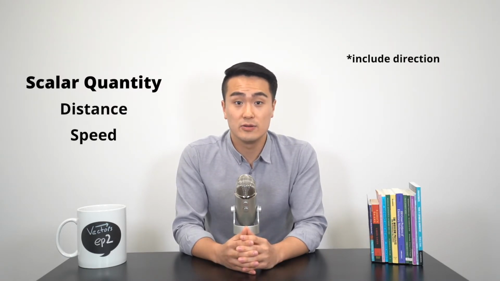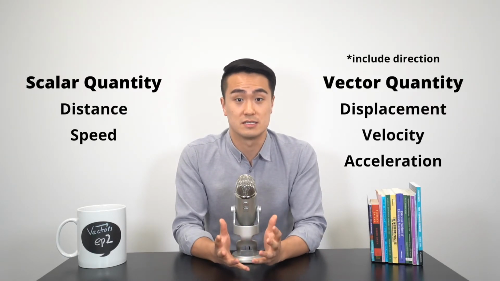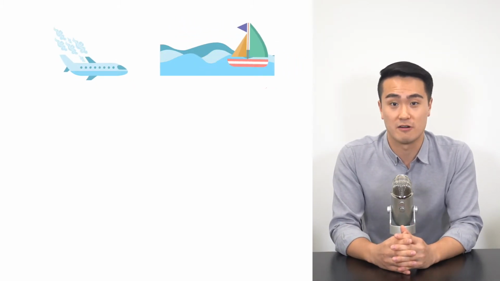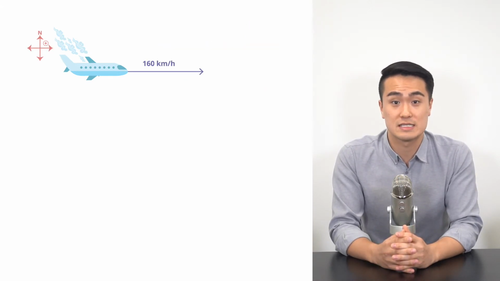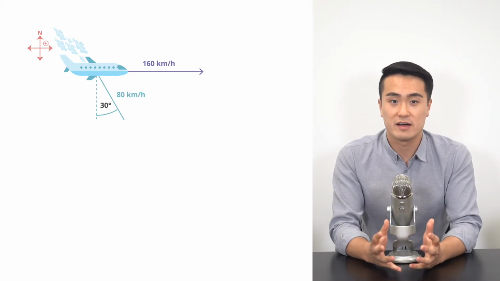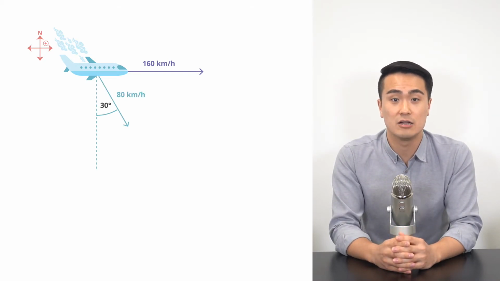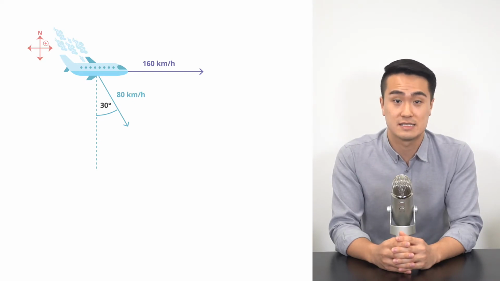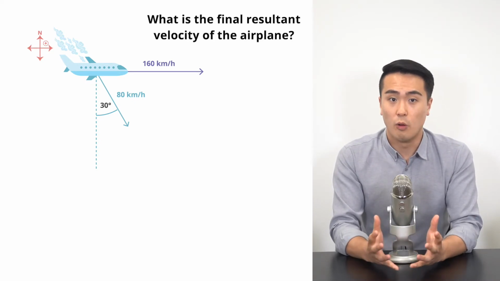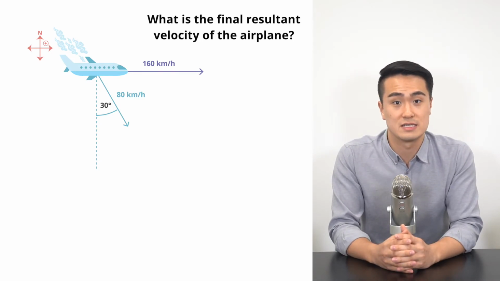We are probably familiar with using scalar quantities such as distance and speed. However, we must include a direction for vector quantities such as displacement, velocity, and acceleration. A classic question will involve a plane flying in the sky with a crosswind or a boat sailing in the river through a current. For example, an airplane is flying at a velocity of 160 km per hour east. However, there is a strong wind with velocity 80 km per hour blowing in the direction south 30 degrees east. What is the final resultant velocity of this airplane?